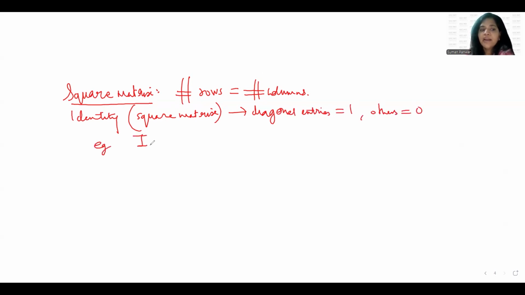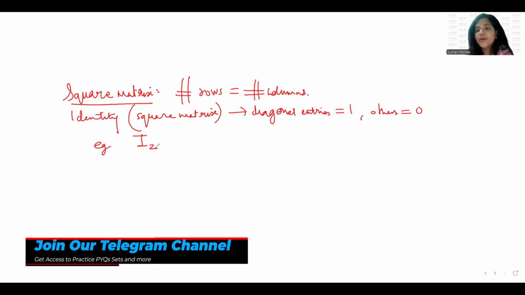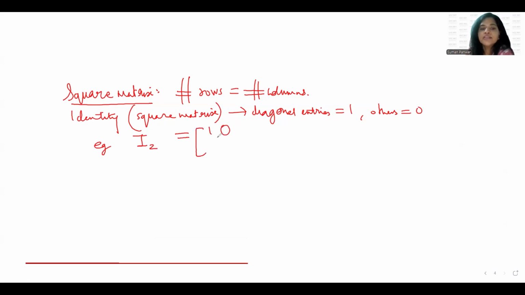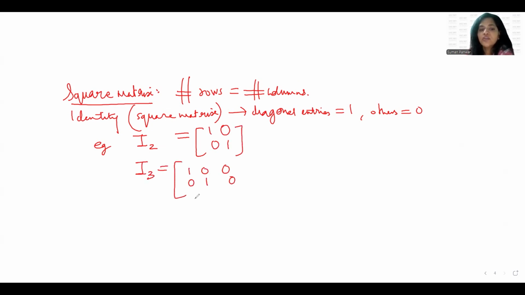Example, identity matrix of order 2. I will not write 2 by 2, 2 rows and 2 columns. So that is going to be 1, 0, 0, 1. Identity matrix of order 3: 1, 0, 0, 0, 1, 0, 0, 0, 1. Okay, and so on. So this is a square matrix. This is an identity matrix.